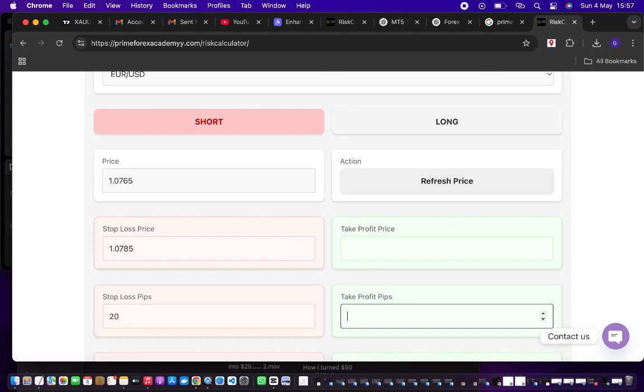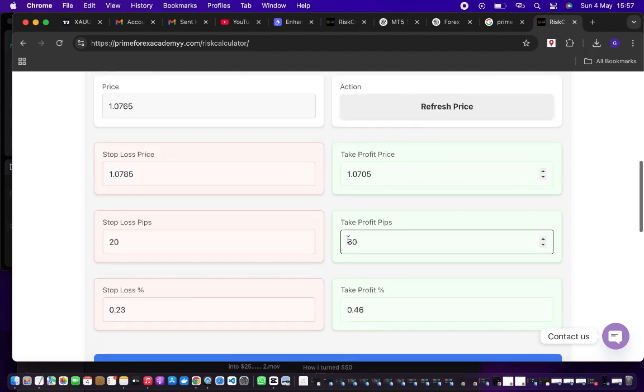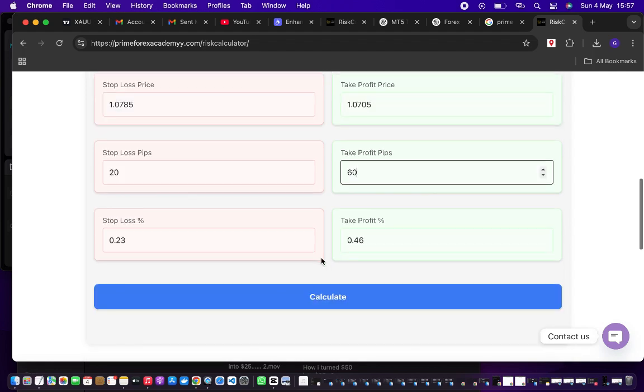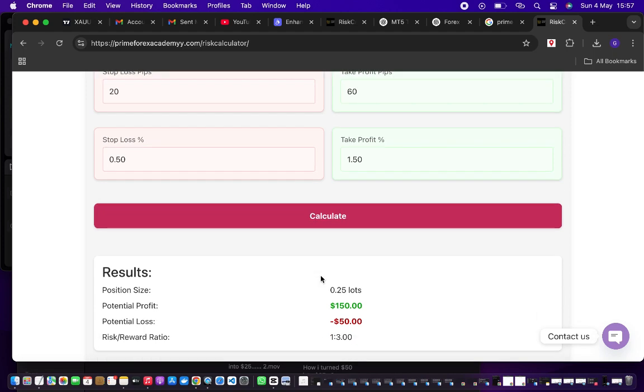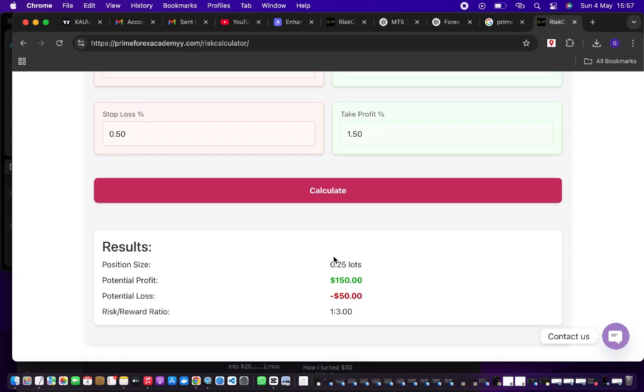Likewise, for my take profit, I can set any amount of pips I'm willing to catch. Let's say I'm looking to catch 60 pips. Once I do that, the calculator automatically calculates that for me. Then this is the interesting part, guys. After that, if you click calculate, the calculator calculates your lot size, and I have a video on lot size, so just check the description to check out the video. The calculator also calculates your potential profits, that's how much you're looking to make, and your potential loss, and generates your risk to reward ratio.